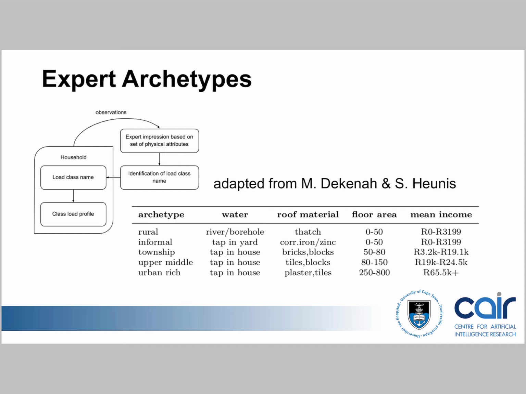For example, a rural archetype has in the past been defined as having river or borehole water access, a thatched roof material, a floor area of 0 to 50 square meters, and a mean income of 0 to 3,200 rand. Whereas urban rich would have a tap in the house, plaster and tiles as roof material, a floor area of 250 to 800 square meters, and a mean income over 65.5 thousand rand per month. And so we used these existing heuristics that have been used in the past for archetypes, and tried to reconstruct those.